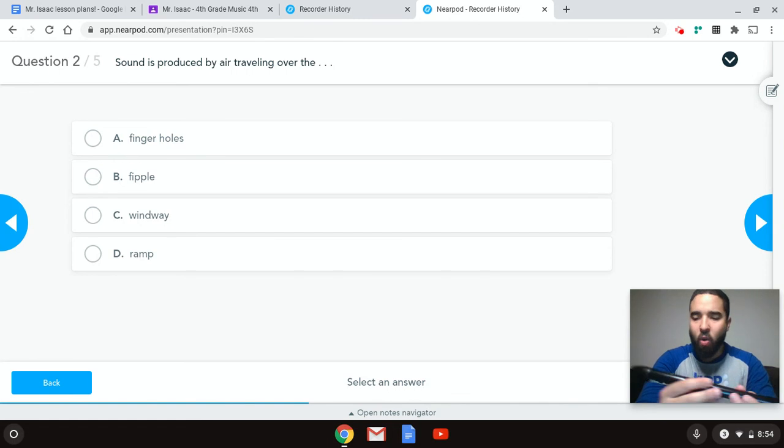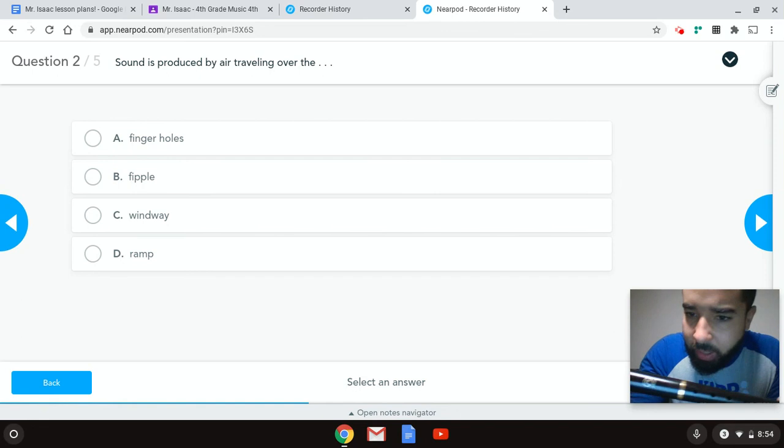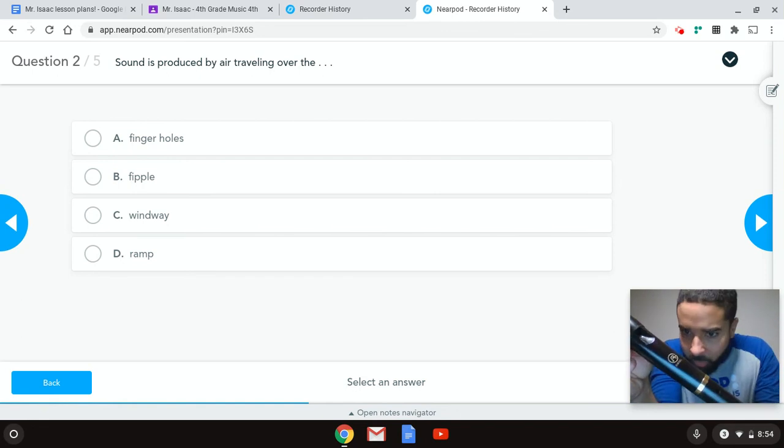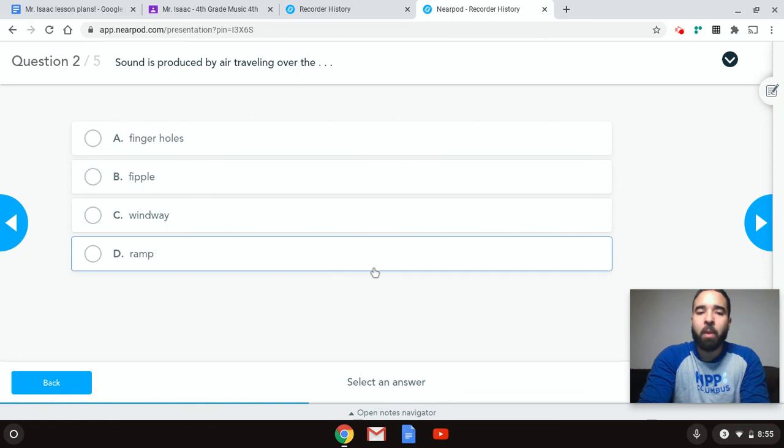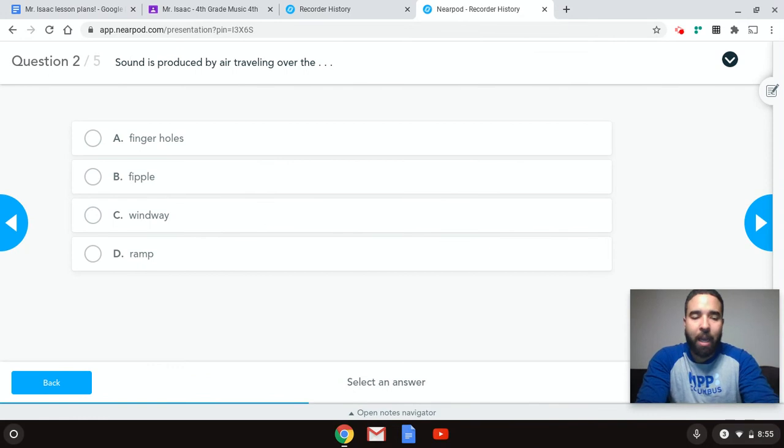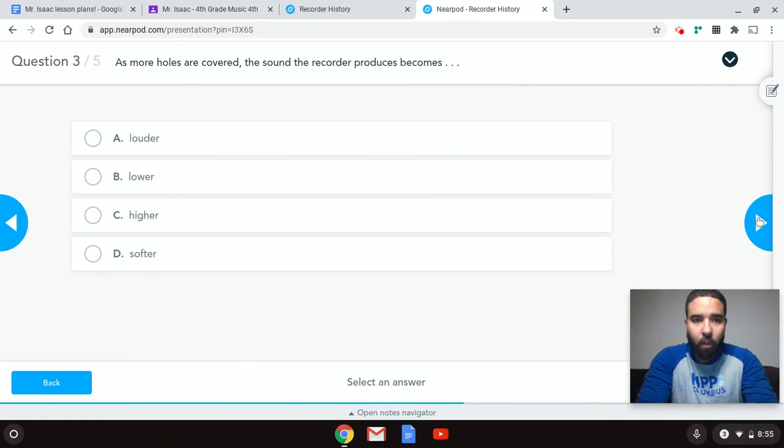I think air is traveling over this ramp. As you can see here, maybe in the video, air travels out and over this part because it's kind of ramped in there. So I think our answer here is going to be ramp. But I'm not going to answer it again. I just wanted to give you a hint. Maybe you knew it before I gave you the hint, but I think our answer here is D, or ramp, whatever it says on your screen.